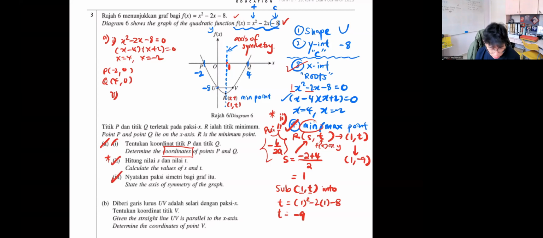Okay, number 3. State the axis of symmetry. You state. Come, you state. You don't know, you just put a cross, I'm okay.